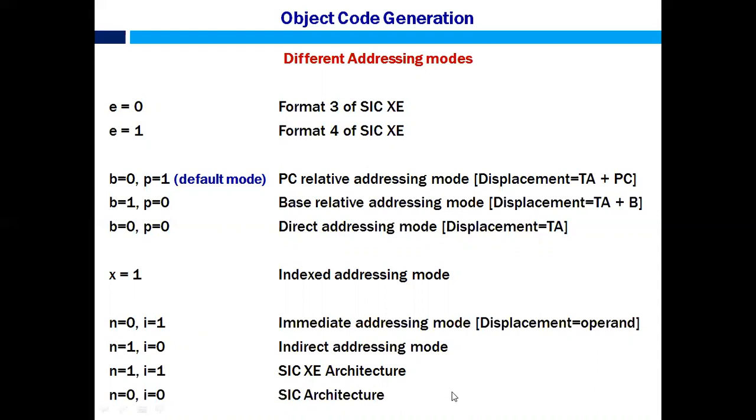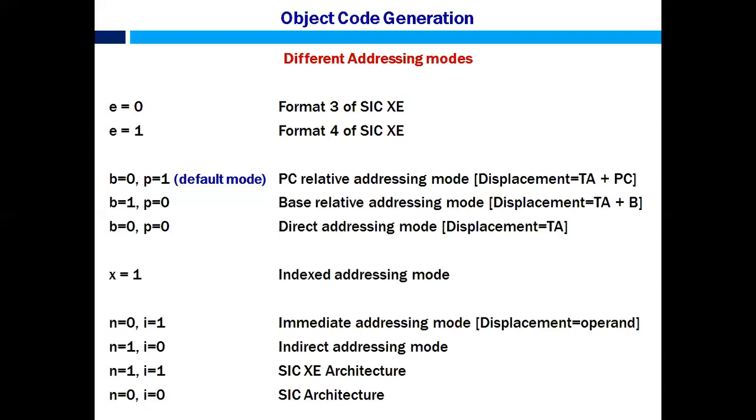The first one is format 1, which takes 1 byte of memory, that is 8 bits. In format 1 representation, all 8 bits will be occupied by the opcode. Then in format 2 we have 2 bytes of memory, that is 16 bits, and these 2 bytes will be reserved for two registers. Again, there is no memory address as such given in format 2.